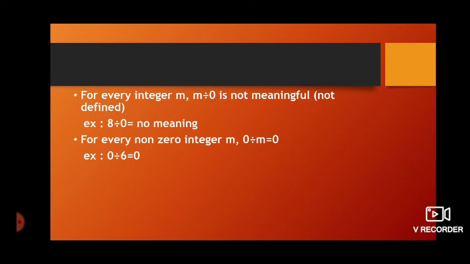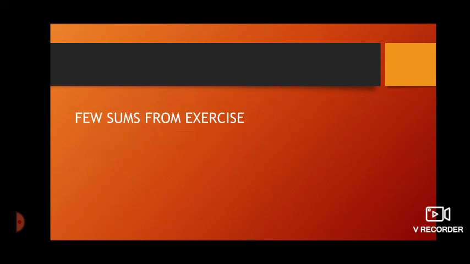Okay, next. You can divide 0 by any other number, and the answer will be 0. Here is the second point: 0 divided by m is equal to 0. You can divide 0 by any number, but the answer will be 0. It means 0 divided by 6 is equal to 0. Even if we take 0 divided by 1 crore, it will be 0 only.